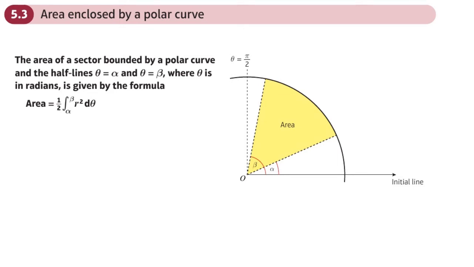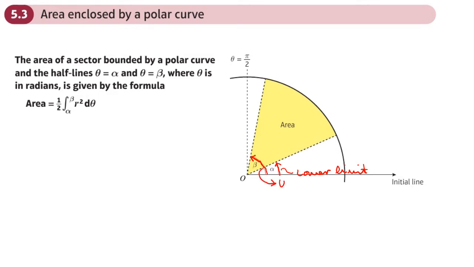This is the third section of polar coordinates, and here we're going to be using integration to find the area enclosed by a polar curve. Now to do that, the limits are the angles, the angle where we want to start measuring from. So here's a diagram. This would be our lower limit, alpha, and our upper limit would be this one here.